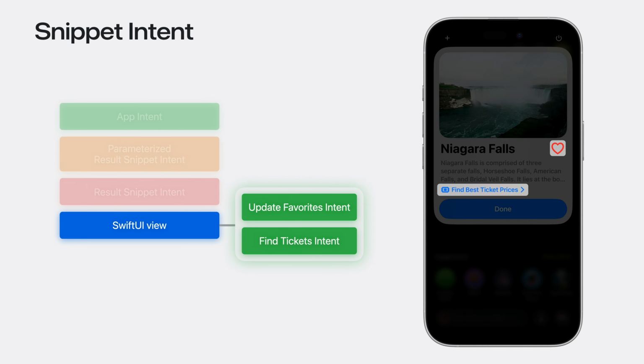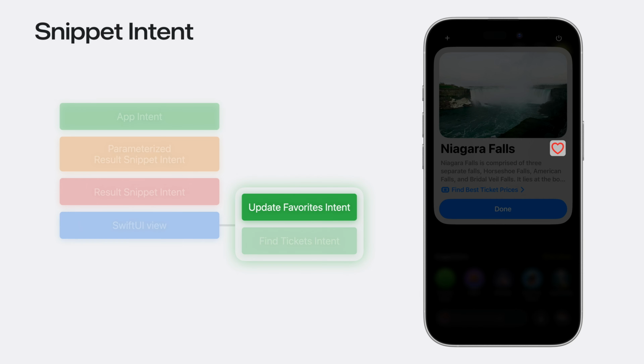In the example, the heart button runs the update favorites intent, and the find tickets button runs the find tickets intent. You don't have to create these intents just for snippets. You can actually reuse existing ones without modifying them. When the heart button is tapped, the system runs the corresponding intent and waits for it to complete. This ensures the favorite status is up to date.